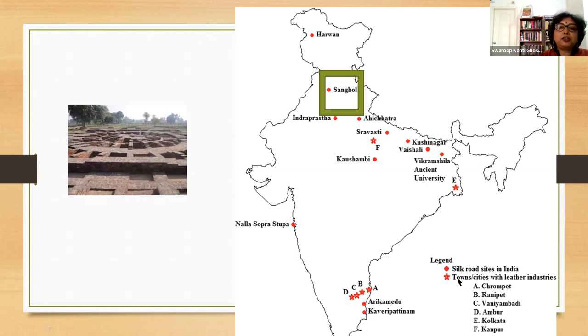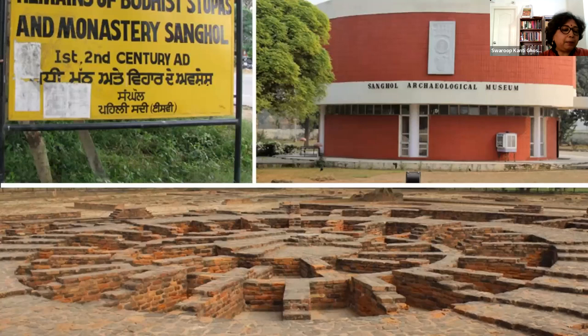You can see the location. It is a lesser known site in the art historical landscape of early India. Sanghol is basically famous for its Buddhist monastic complex. It lies in Fatehgarh Sahib district of Punjab state. This site is locally known as Uchapind, that is, high village. The ancient name of Sanghol was Sanghapura, from which the present name is derived.